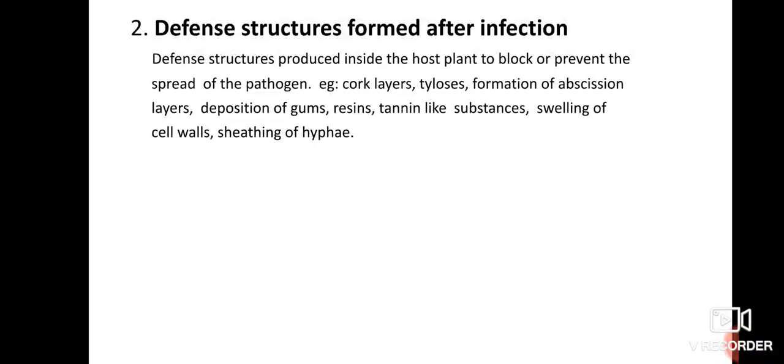Next is defense structures formed after infection. Defense structures are produced inside the host plant to block or prevent the spread of the pathogen. These structures are cork layers, tylosis, and abscission layer, deposition of gums, resins, and tannin-like substances, swelling of cell walls, and sheathing of hyphae.